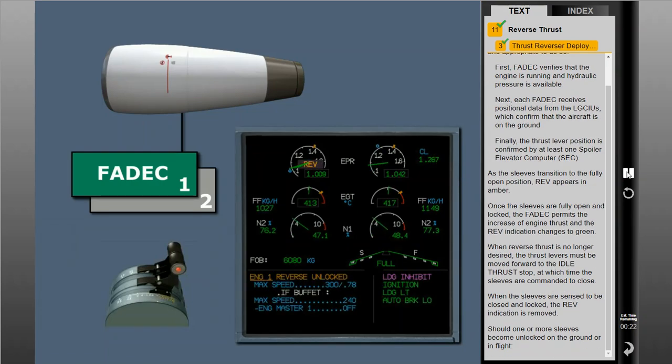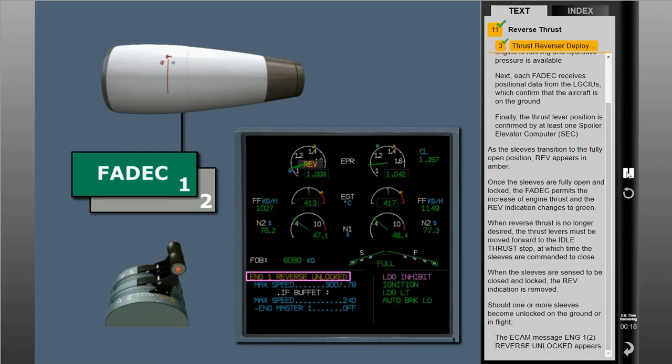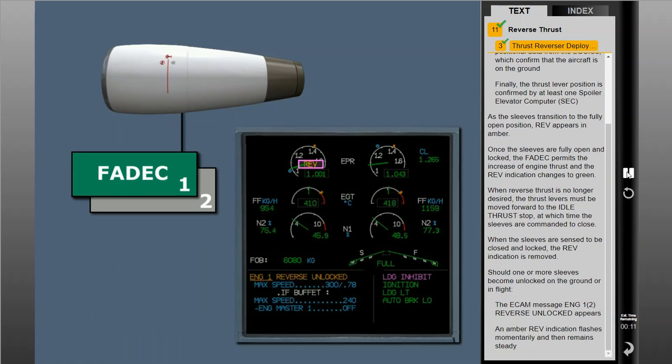Should one or more sleeves become unlocked on the ground or in flight, the ECAM message, engine 1 or 2 reverse unlocked, appears, and an amber REV indication flashes momentarily and then remains steady.